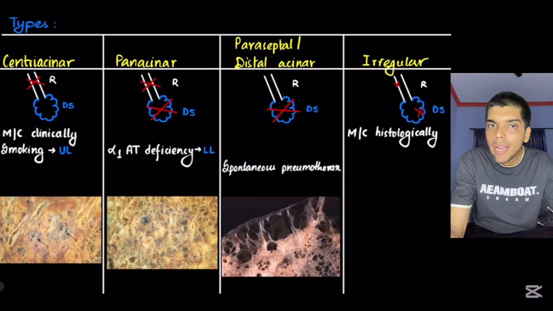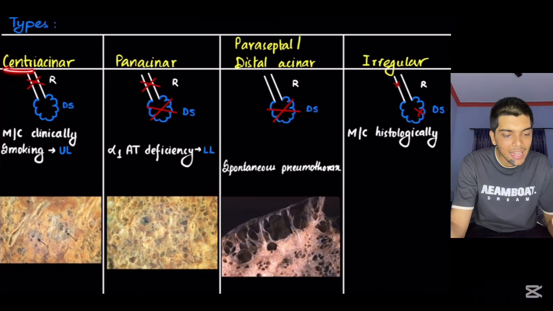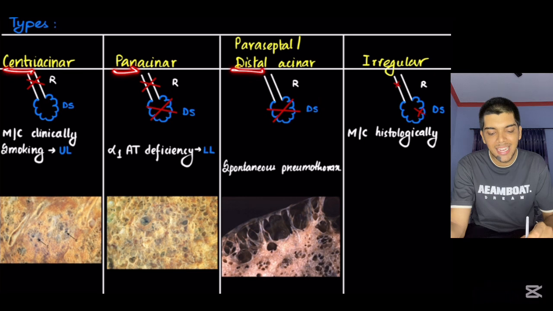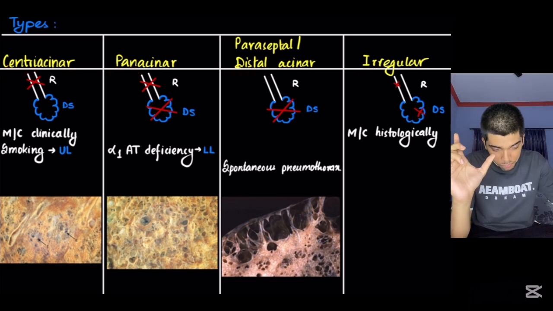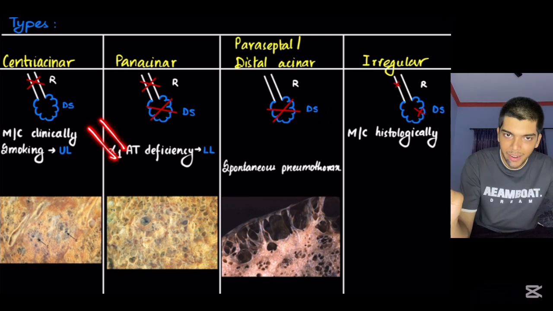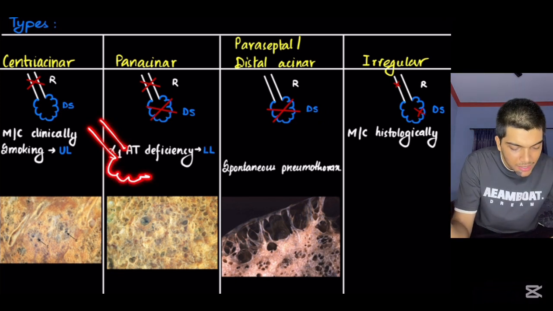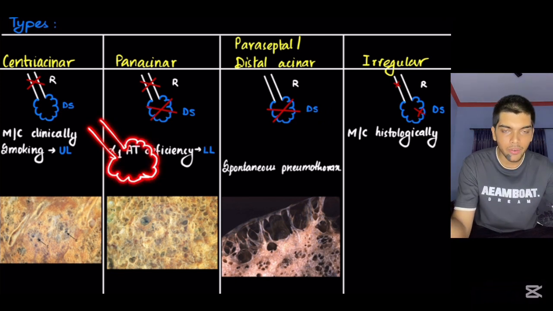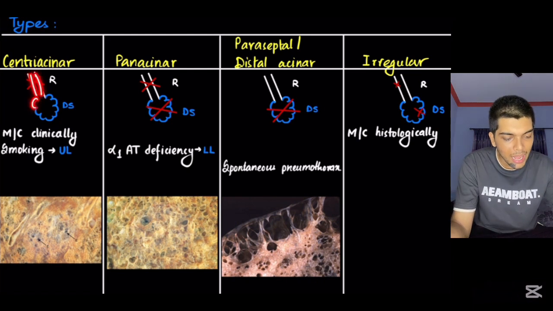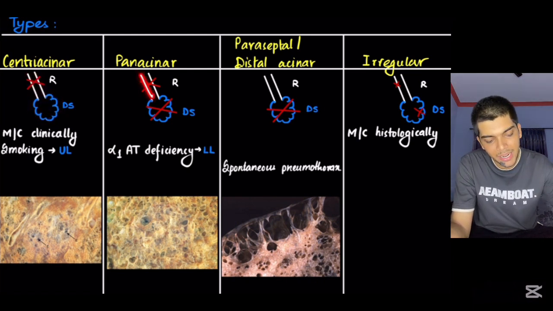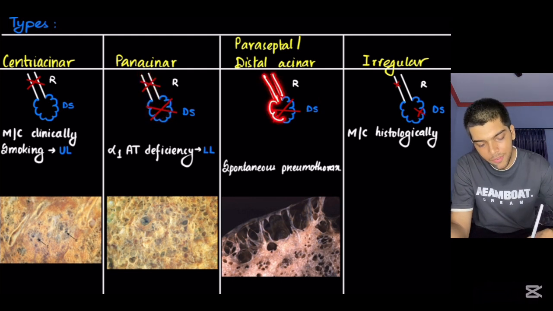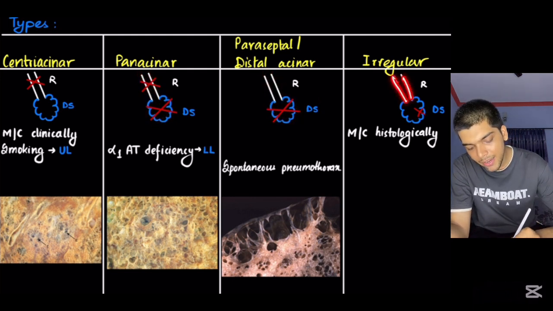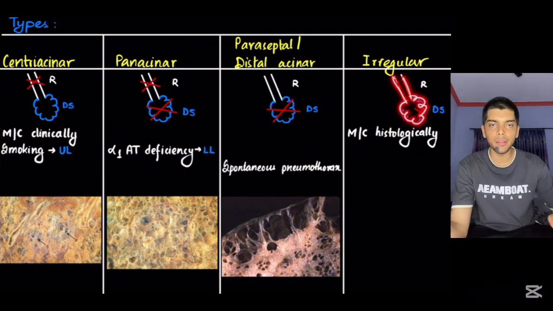Alright, now the types of emphysema: centri-acinar, pan-acinar, distal acinar, and irregular. Very easy, hear me out. See, this is your respiratory bronchiole, and this is your alveolar duct and sac.